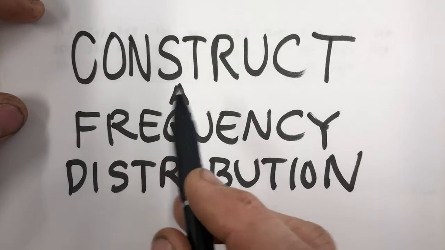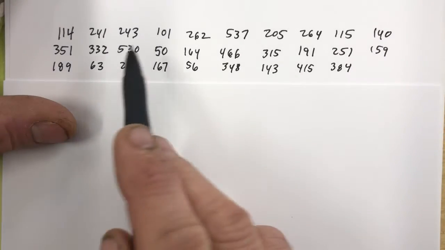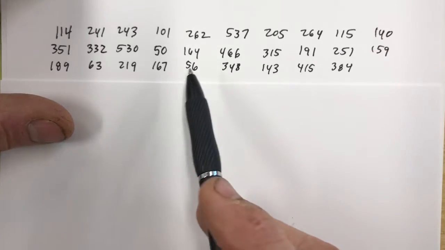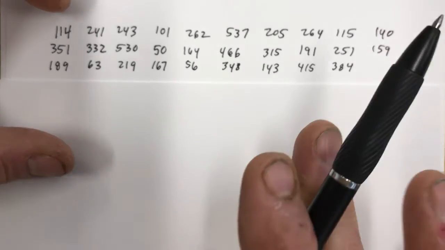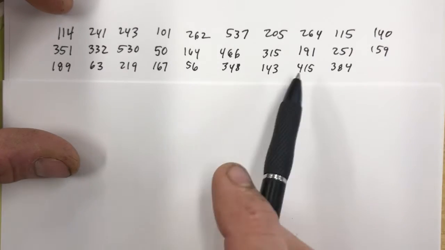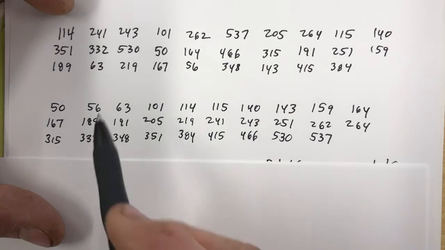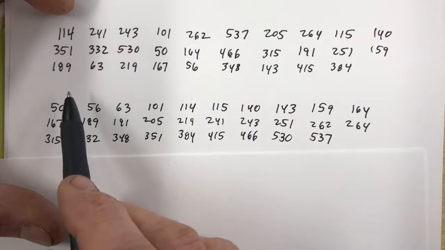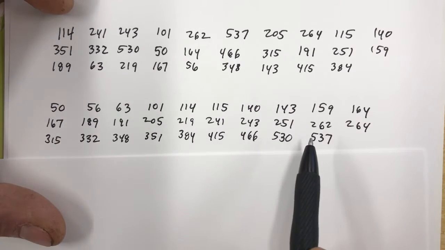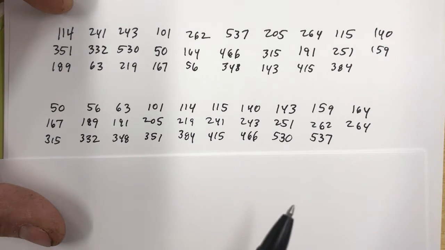Alright, today I'm going to construct a frequency distribution. I've got a set of data here. Here's all my data numbers. And the first thing, to help simplify the whole process, let's take all these numbers and put them in order. So that's what I've done here. I've put them in order from least to greatest. Okay, that helps tremendously when you go to putting your numbers in the classes.